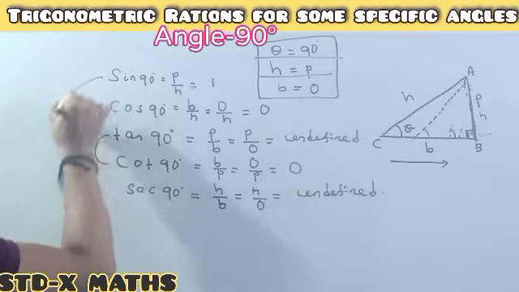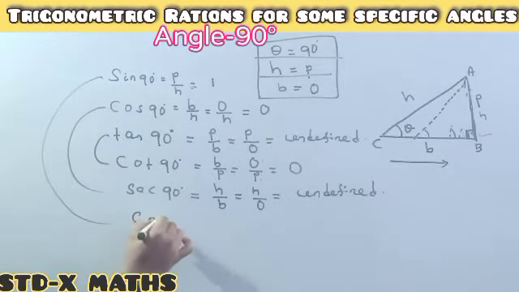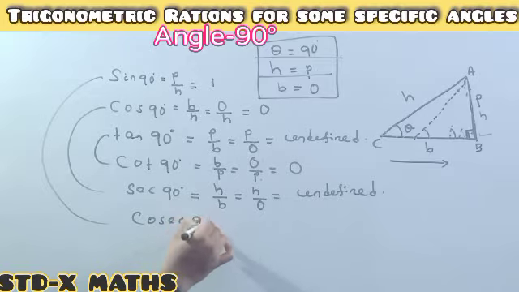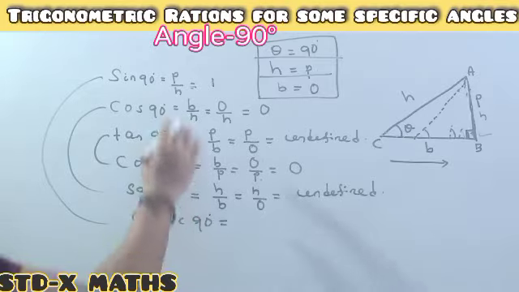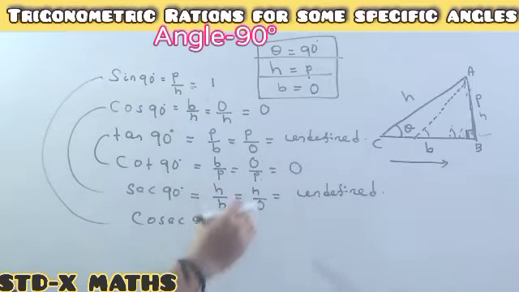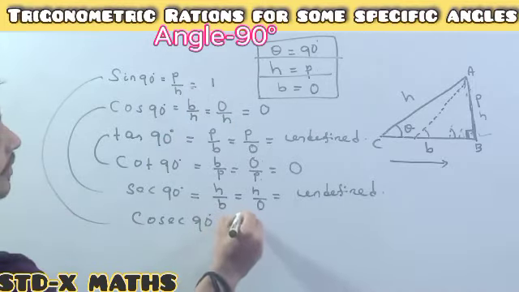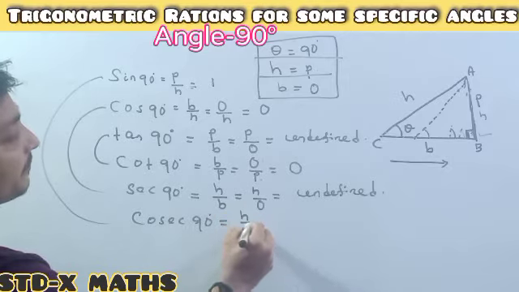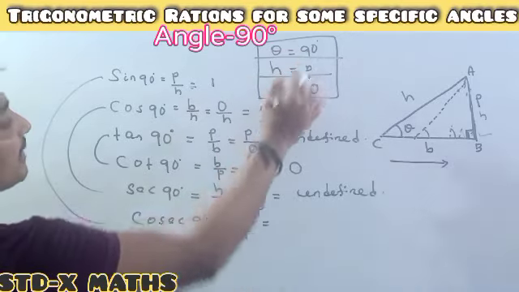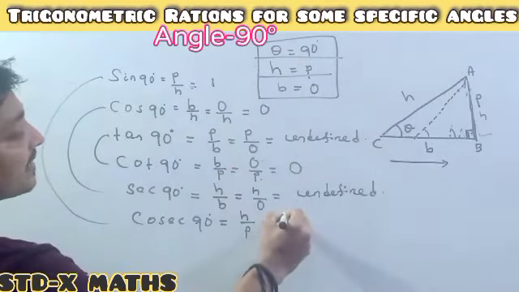Then cosec 90 degrees, which is the reciprocal of sine, and here sine is 1, so one can say cosec 90 degrees is 1. Otherwise with the formula we write H divided by P. Here H and P are both the same, so the result is 1.